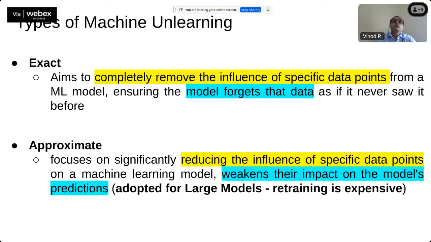As we know, training or retraining an LLM is computationally expensive, and it is not a sustainable solution either. So in such cases we can actually use approximate unlearning. Exact unlearning will not be a feasible or realistic solution in the case of LLMs. It is an expensive task.